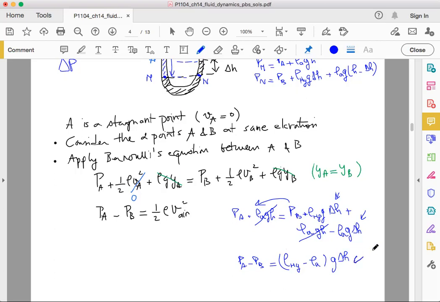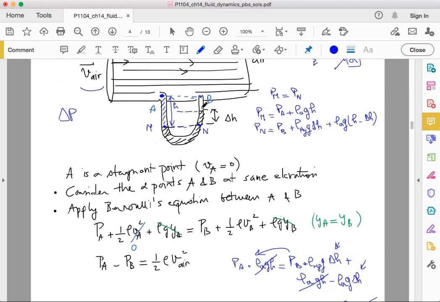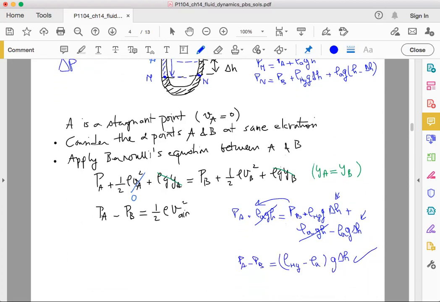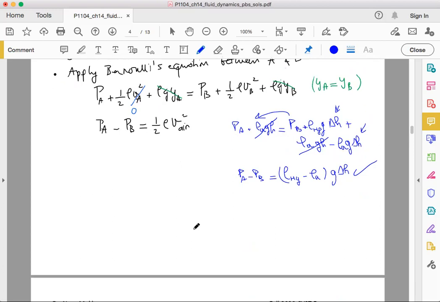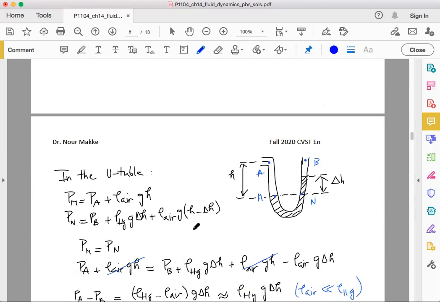And so this is it. We determine the difference in the pressure between points A and B simply by using the information of the liquid, which is given in the U-tube by this difference in the mercury level. We got rho mercury minus rho air as a factor multiplied by g multiplied by delta H. If you put in its value in this equation, you can directly get V air. So this is what we are going to do.